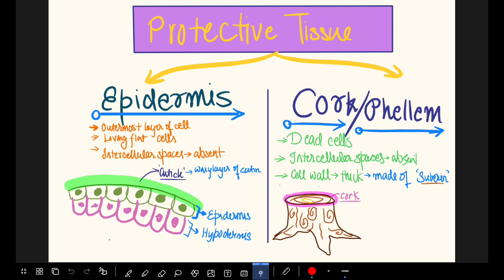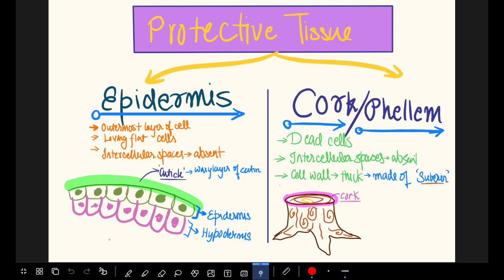That means transpiration, and it has some openings called stomata containing guard cells. Stomata help in the exchange of gases and transpiration of water also. These are the guard cells, and they help in the opening and closing of stomata.